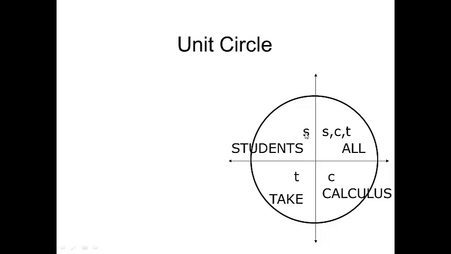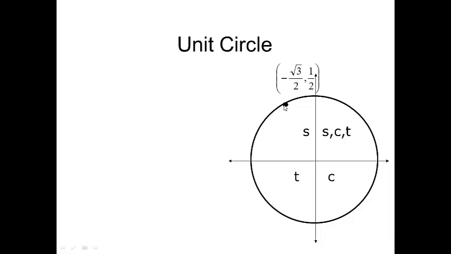Only the sine is positive in quadrant 2. Cosine and tangent are negative. Take, T, only tangent is positive in quadrant 3. Cosine and sine are negative. And in quadrant 4, C for calculus, cosine is positive, and sine and tangent are negative. So taking those words away, all students take calculus, or all sine, tangent, cosine.